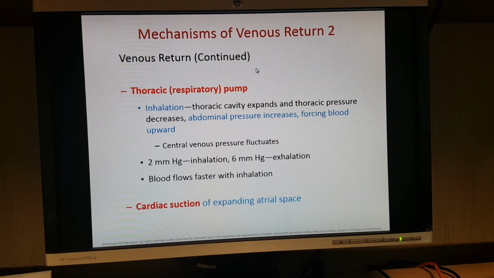The last method is cardiac suction. When those atrial chambers relax, there is an area of lower pressure but not yet moving fluid through. When the pressure in there drops enough, that blood will be sucked into the heart, going from an area of higher pressure in your inferior and superior vena cava into the lower pressure space of the atria.